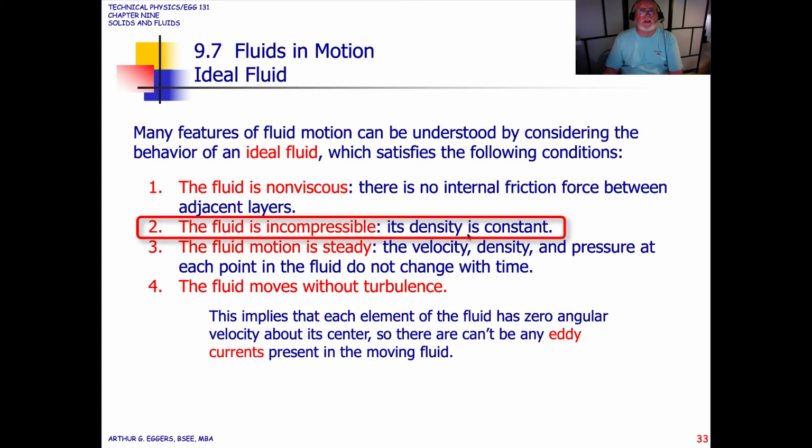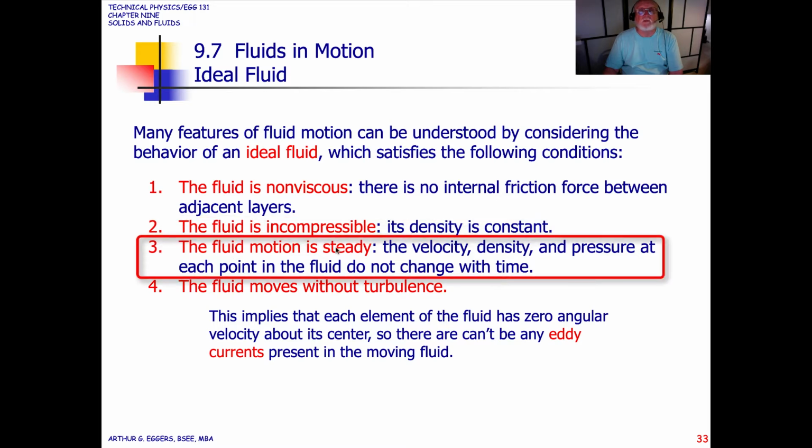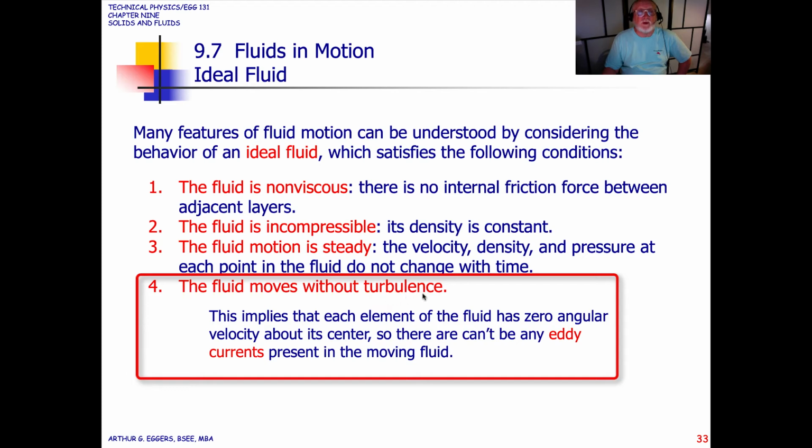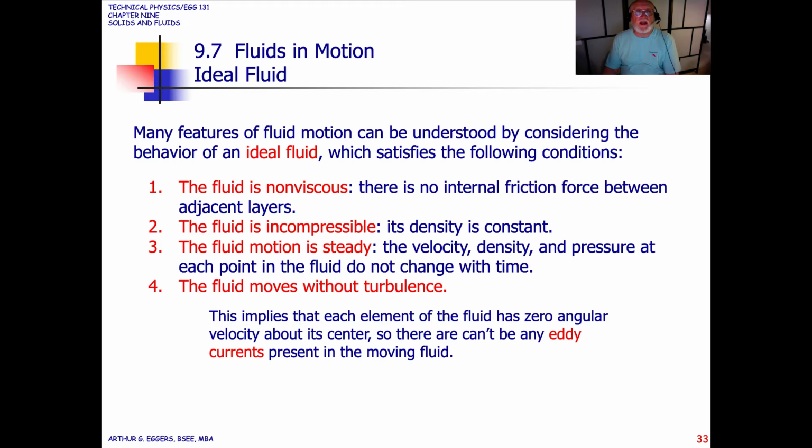Its density is constant. 3. The fluid motion is steady. The velocity, density, and pressure at each point in the fluid do not change with time, and the fluid moves without turbulence. This implies that each element of the fluid has zero angular velocity about its center, so there can't be any eddy currents present in the moving fluid. So just like we've done before to make problem solving a lot easier, we state conditions that make the fluid flow, in this case, ideal.